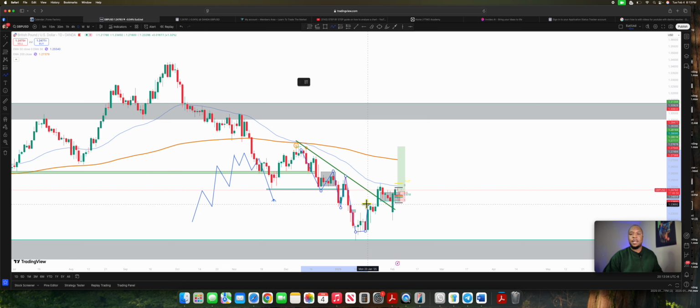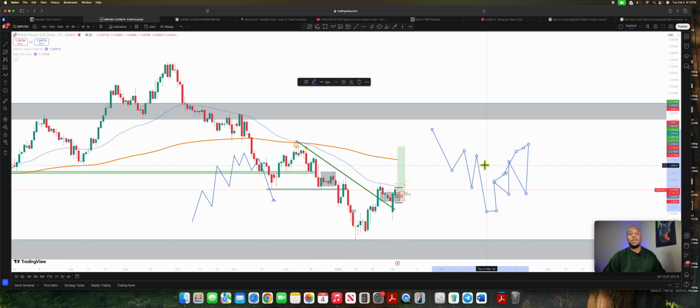Then it made a higher high compared to the former high. It did a lower high, a higher high, a lower high. Now it's heading for a higher high. So knowing that, having that structure in mind, we can simply say that this market has changed direction from the downtrend to the uptrend, right?